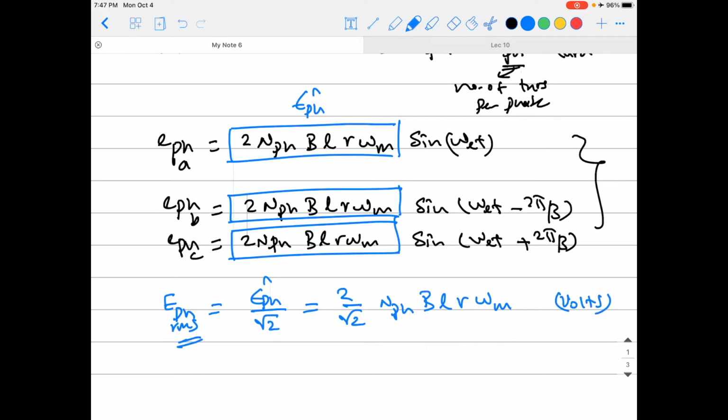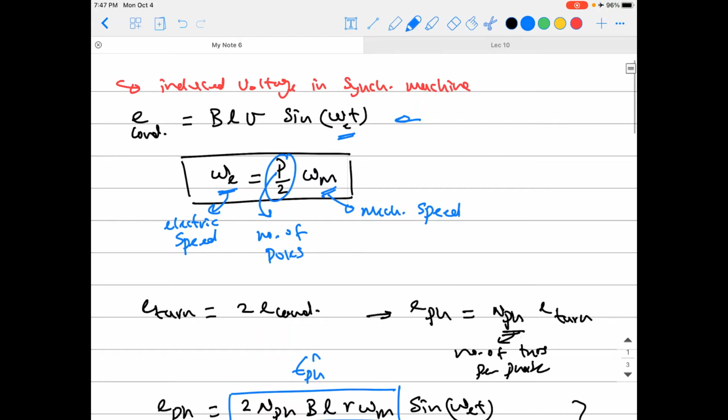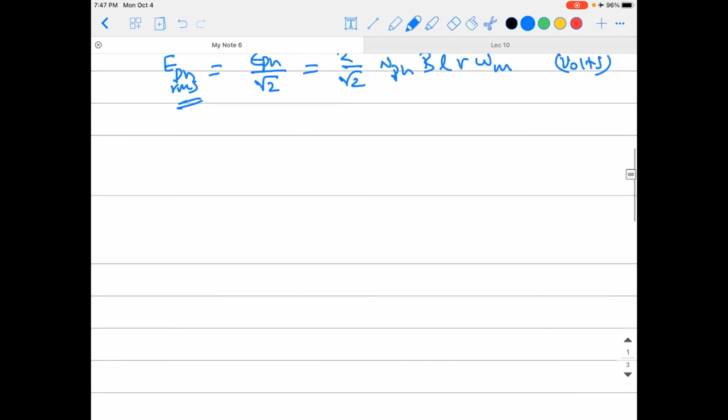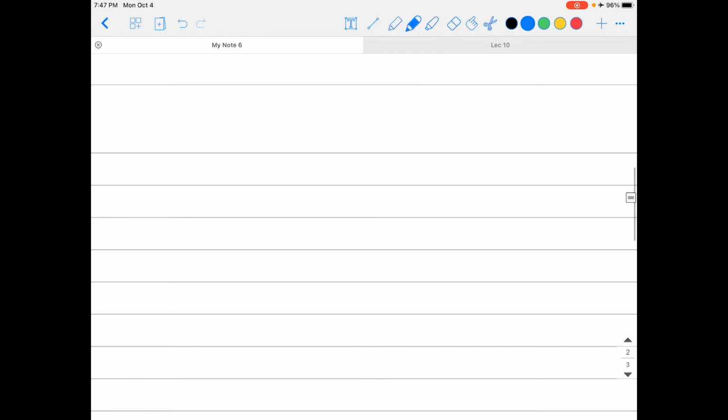Okay, guys, so that's what we derived last time. That's how to find out the construction of this kind of machine and to quantify the induced voltage in the armature of it for each phase. Okay, but there is a very big question we didn't ask ourselves yet: why it's called a synchronous machine.